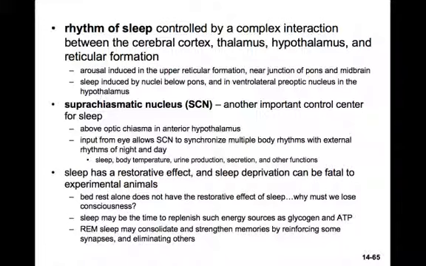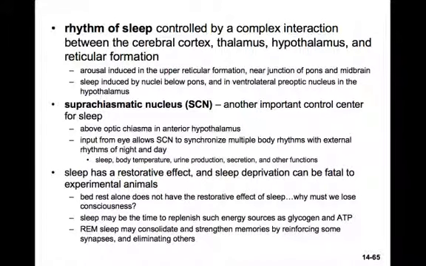It's located above the optic chiasm. Input from the eye allows the SCN to synchronize multiple body rhythms with the external rhythms of night and day, such as sleep, body temperature, urine production, secretion, and many other functions.